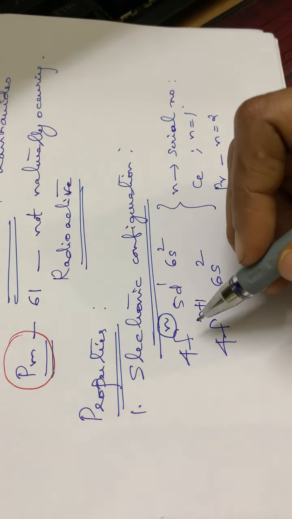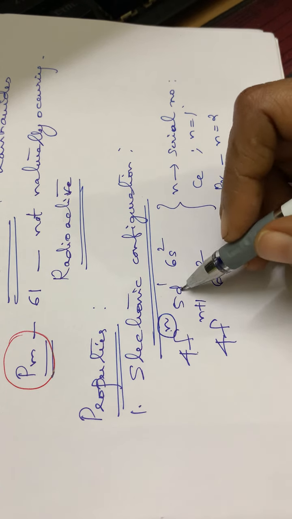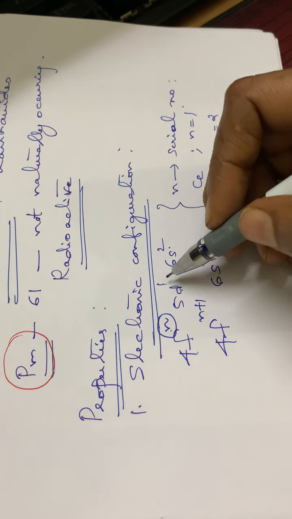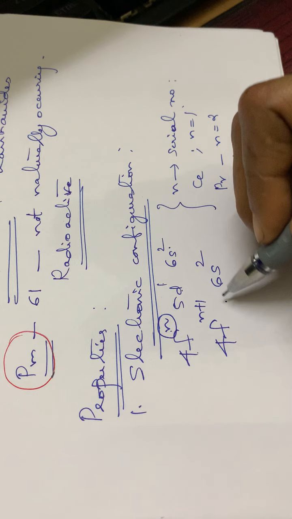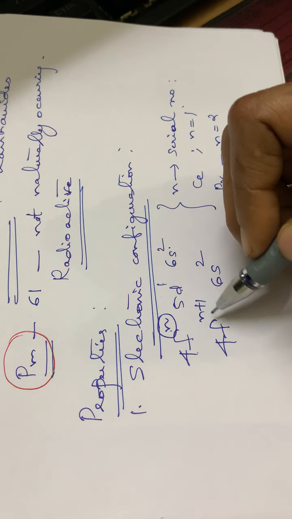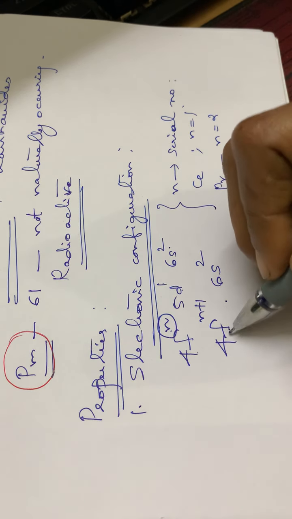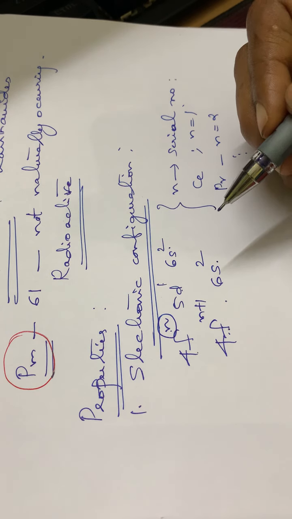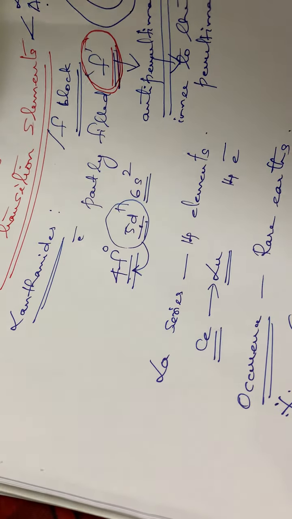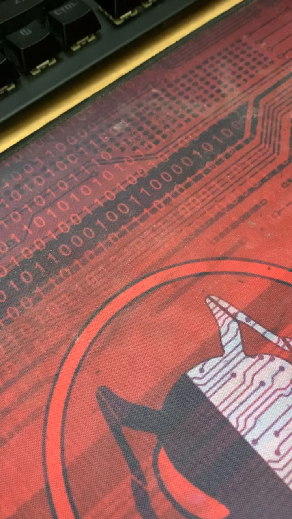So the general electronic configuration is 4f^n 5d1 6s2. Or sometimes the 5d shell will not be there, and the electron again enters the 4f subshell, giving 4f^(n+1) 6s2. Now we can write down the configurations of these lanthanides.